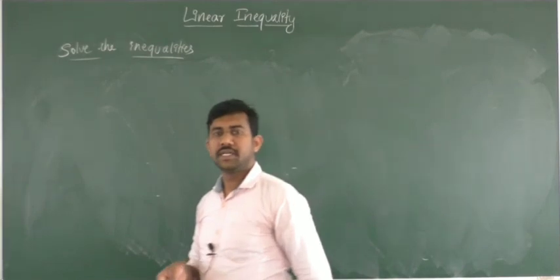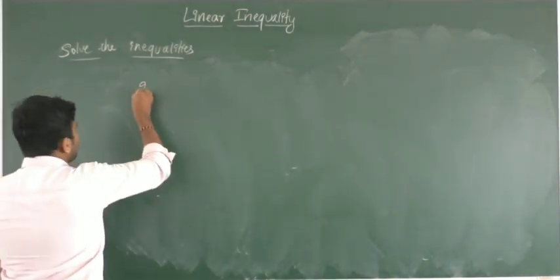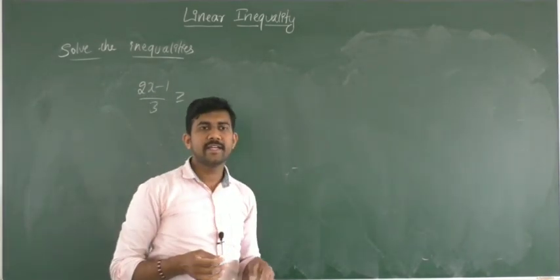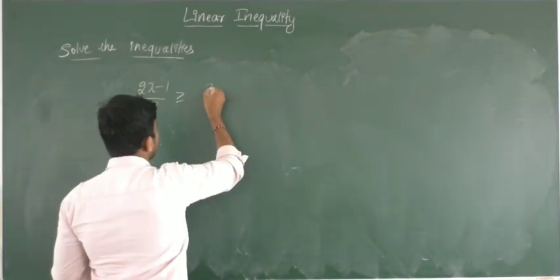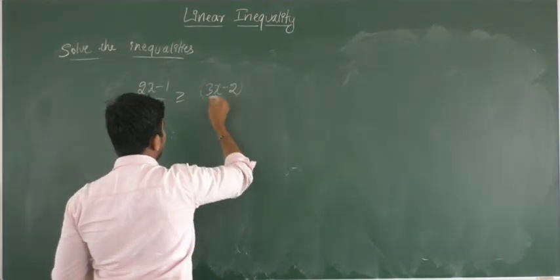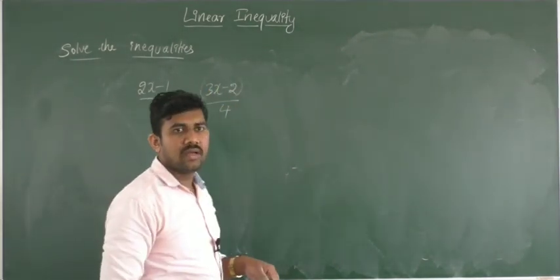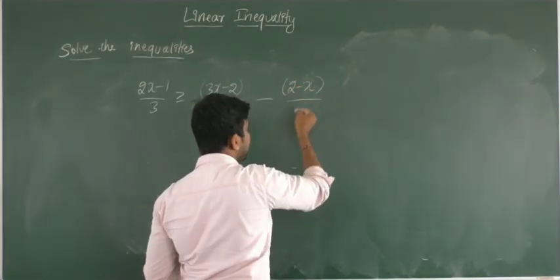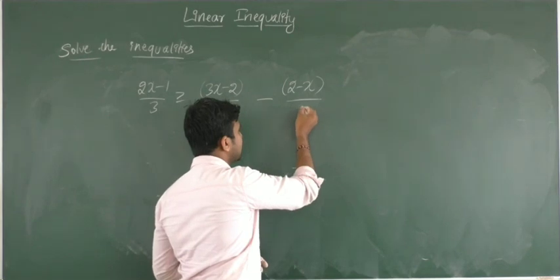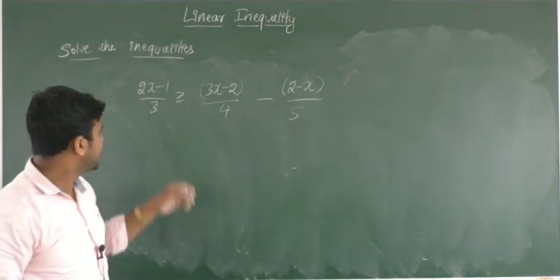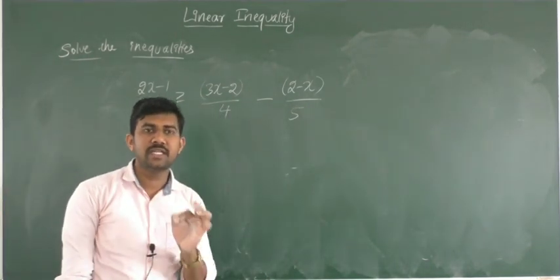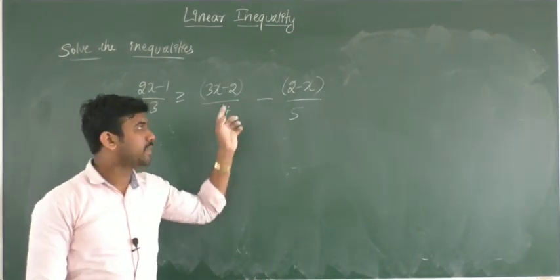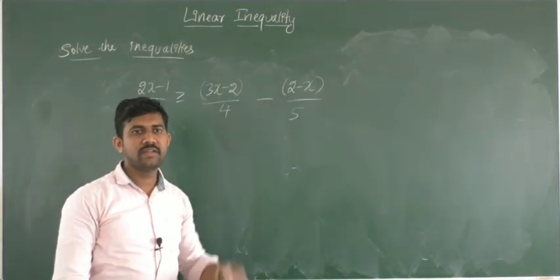The next question here they have given: 2x minus 1 divided by 3 greater than or equal to 3x minus 2 divided by 4 minus 2 minus x divided by 5. Okay, again, 2x minus 1 divided by 3 greater than or equal to 3x minus 2 divided by 4 minus 2 minus x divided by 5.